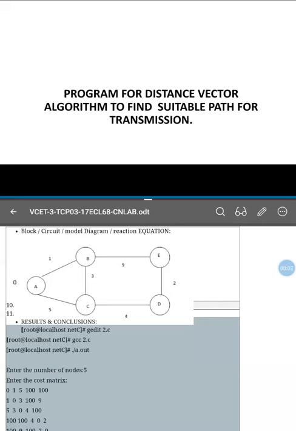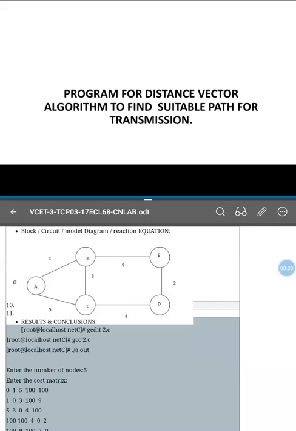Hello everyone. Today I'll be discussing Program 2 of the Computer Network Lab in Part B, that is, a program for the distance vector algorithm to find the suitable path for transmission. And this is done by using C programming. C code is used.